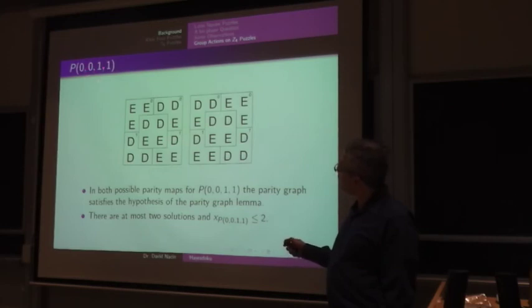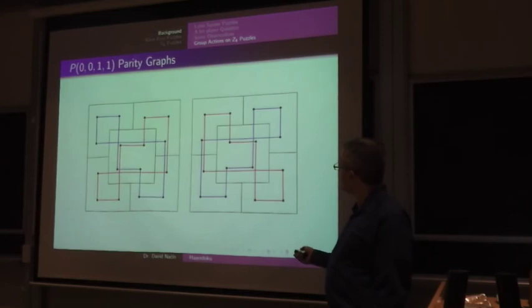Now, for the P0011 case here, there's only going to be 2 ways we can complete this parity map. And these both satisfy the hypotheses of the parity graph lemma, which means they can each have at most one solution. Those are the parity graphs. So you can see they meet the hypotheses.